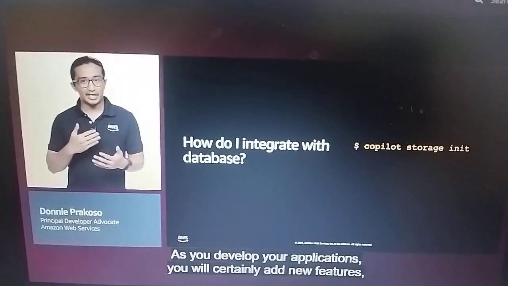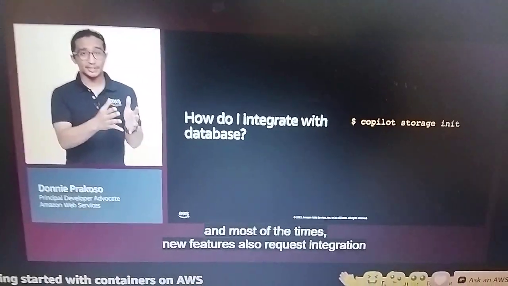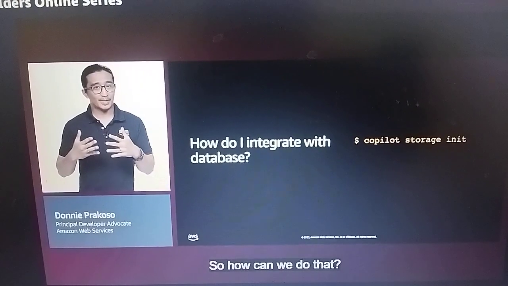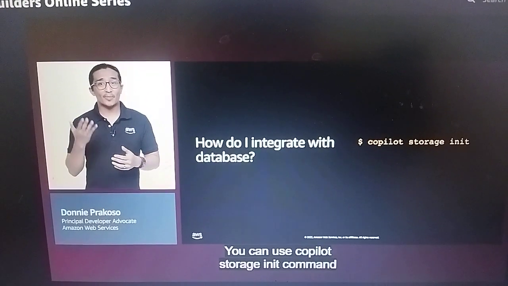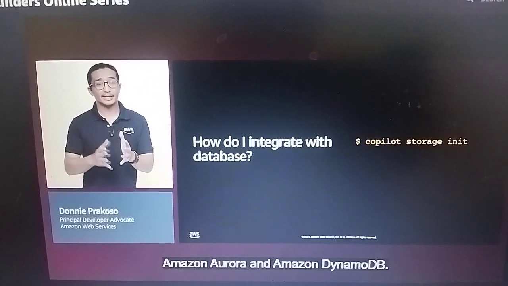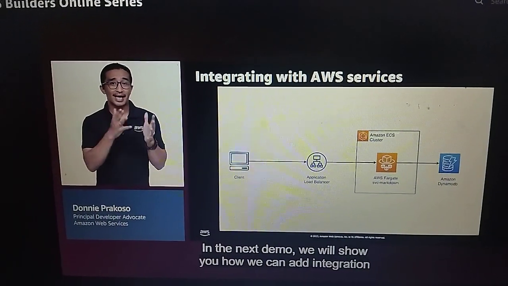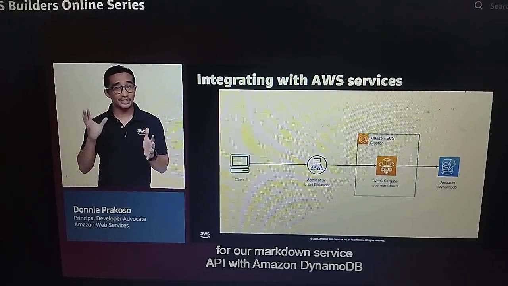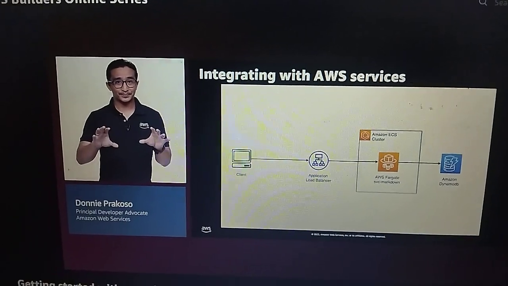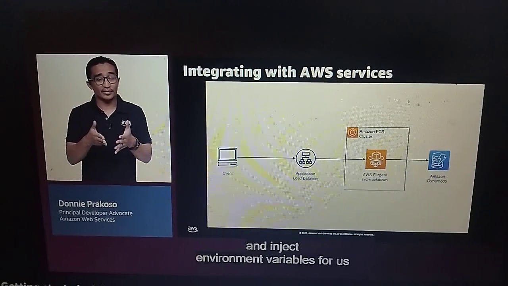As you develop your applications, you will certainly add new features. And most of the time, new features also require integration with specific AWS services. So, how can we do that? You can use the copilot storage init command to help you integrate with Amazon S3, Amazon Aurora, and Amazon DynamoDB. In the next demo, we will show you how we can add integration for our Markdown service API with Amazon DynamoDB to log all the requests into a database. Copilot will also create the necessary IAM role and inject environment variables for us.